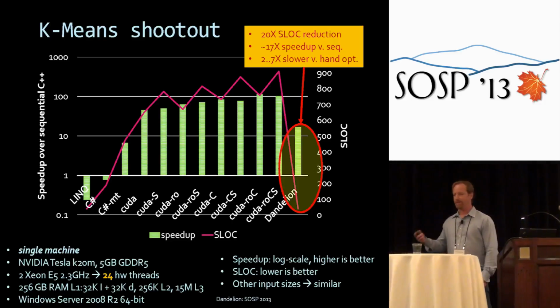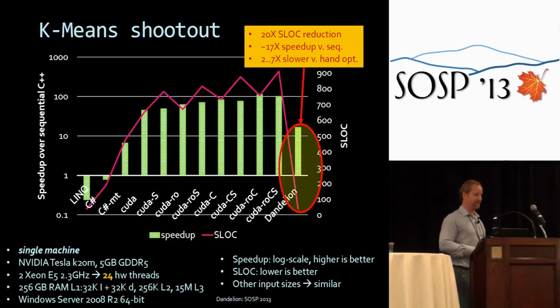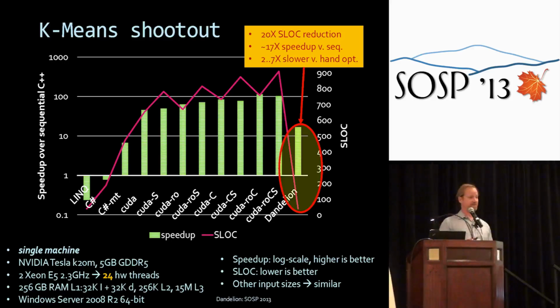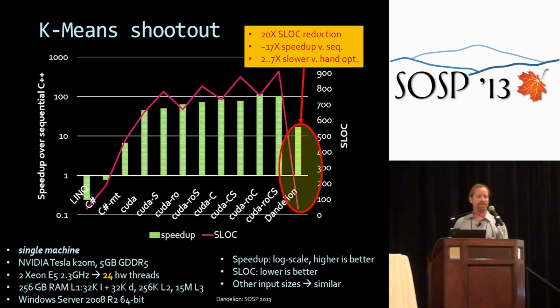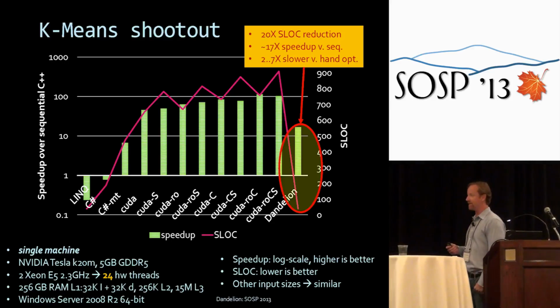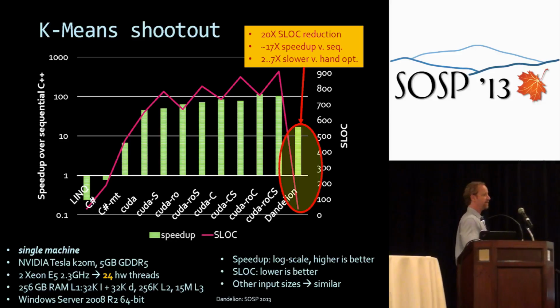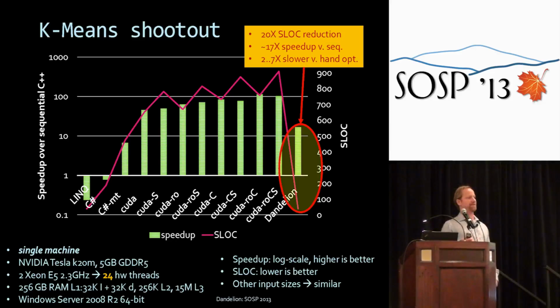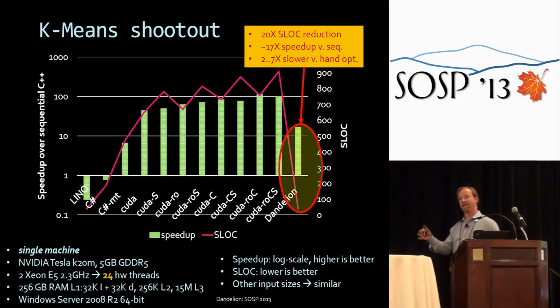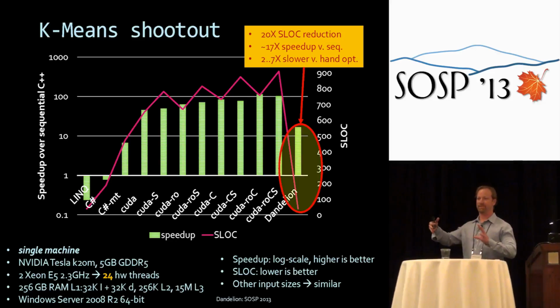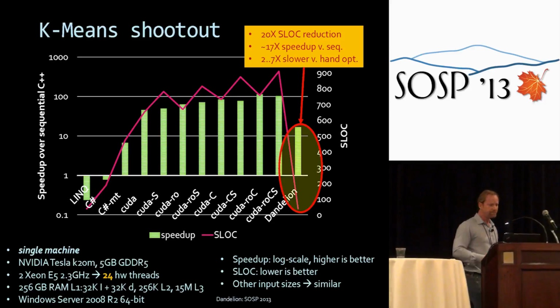And then finally, Dandelion has both low complexity and good performance. It's 20 times fewer lines of code than the most basic CUDA implementation. It's 17 times faster than sequential C++. And it's in the range of 2 to 7 times slower than our best hand-optimized CUDA implementation. And this range arises because we evaluate with different data sets.